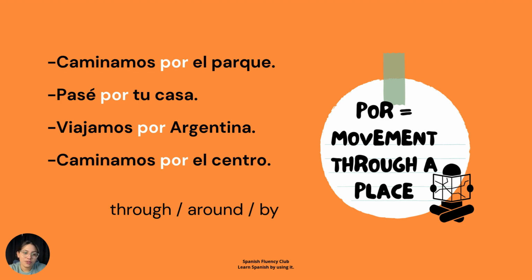We also use por when we're talking about movement through, around, or within a place. For example, "caminamos por el parque." We walk through or around the park. The park isn't necessarily our final destination, it's the area we're moving through, okay? Another example, "pasé por tu casa." I passed by your house. Your house was somewhere along my route.